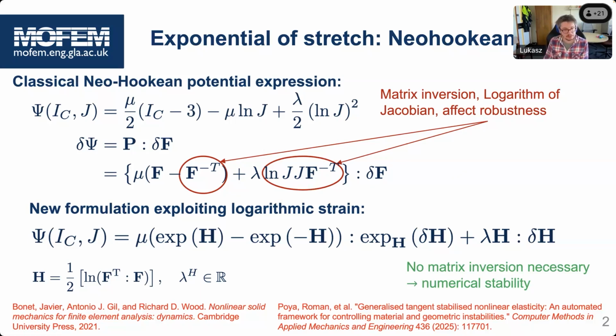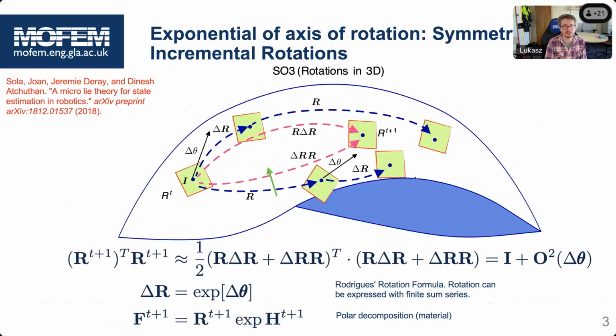Another thing: we're using the exponential map for symmetric matrices, so that when you do the exponential map, we can get the stretches. And we're also doing the exponential map for the rotations. This is because we want to enforce the conservation of linear and angular momentum in the weak sense, as you will see shortly.